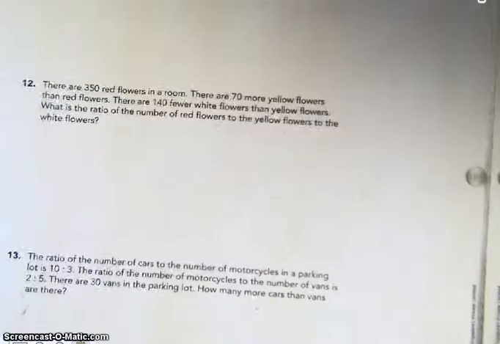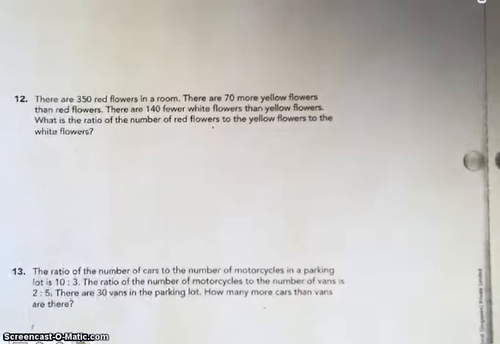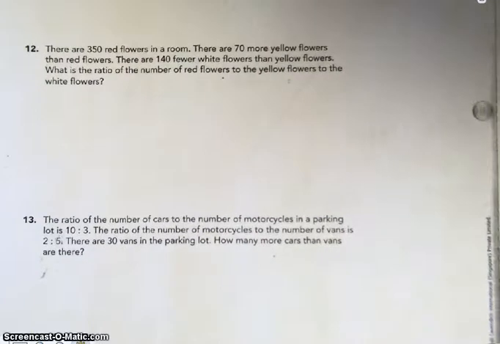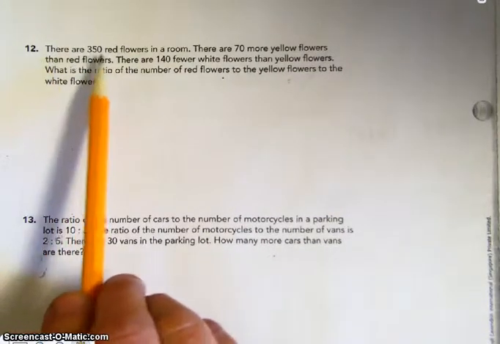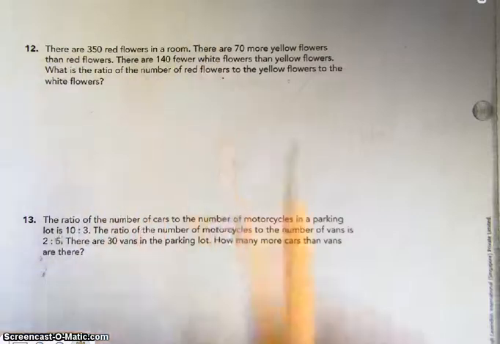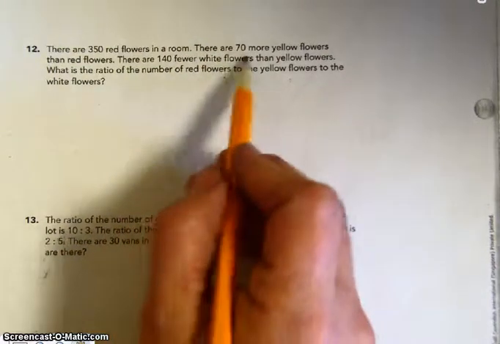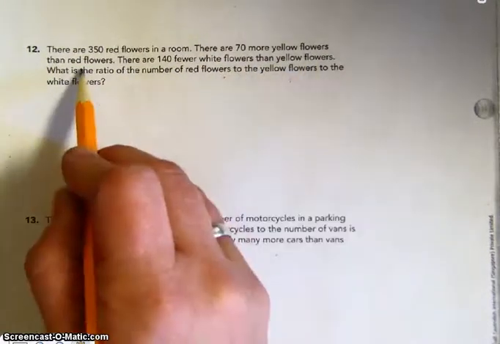All right, guys, we're on to number 12 and 13 of our test so that we can get our corrections done and hopefully turn them back in. So we are doing number 12. There are 350 red flowers in a room. There are 70 more yellow flowers than red flowers.